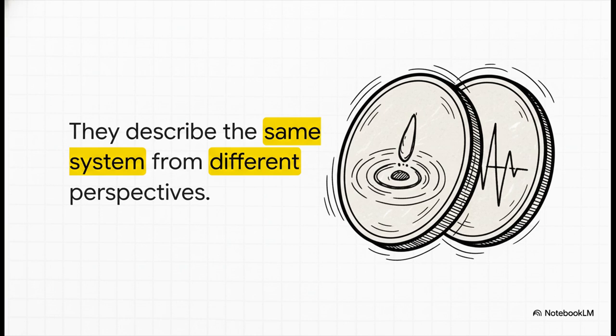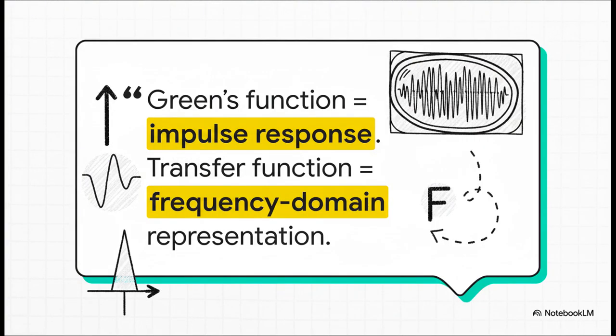Neither view is better than the other. They're just different, equally valid, and equally powerful perspectives. Look, if you remember just one thing from all of this, let it be this. The Green's function is the impulse response. The transfer function is simply the frequency domain version of that same response. It's the same information, just viewed through a different lens.